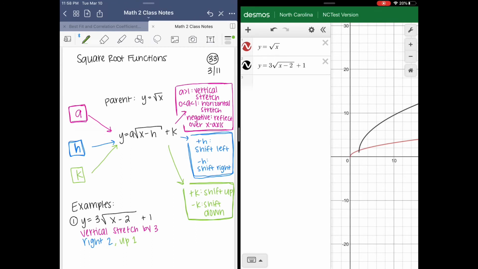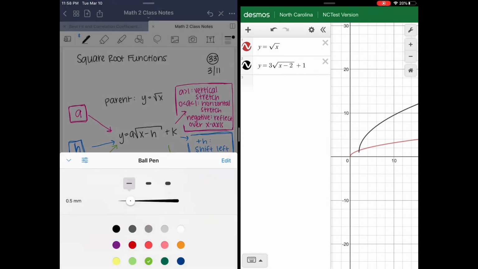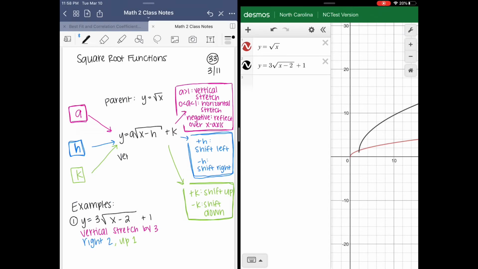Now, I want us to see how we can tell where we've moved from. So with quadratics, you had a vertex. With square root functions, you also have a vertex. So let's make a note of that. Your vertex is still h, k.